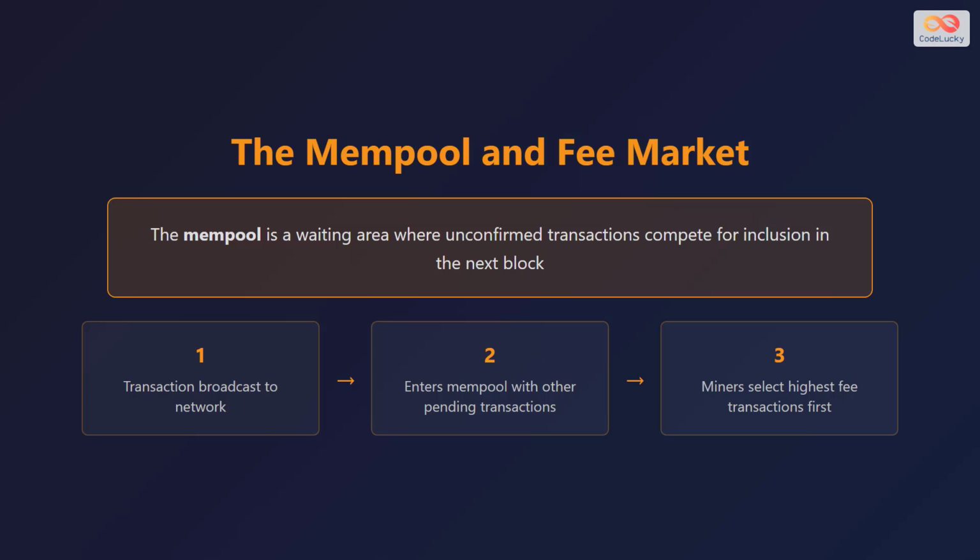The mempool, short for memory pool, is a waiting area where unconfirmed transactions compete for inclusion in the next block. Here's how it works. First, your transaction is broadcast to the network. Second, it enters the mempool along with other pending transactions from users around the world. Third, miners select the highest fee transactions first because they want to maximize their earnings. This creates a dynamic fee market where you're essentially bidding for block space. During periods of high network activity, you'll need to pay higher fees to compete with other users.